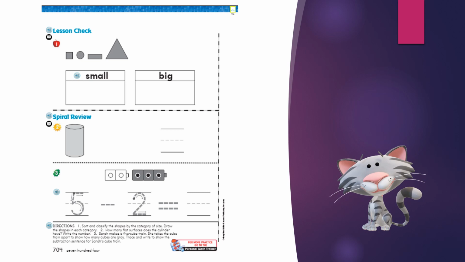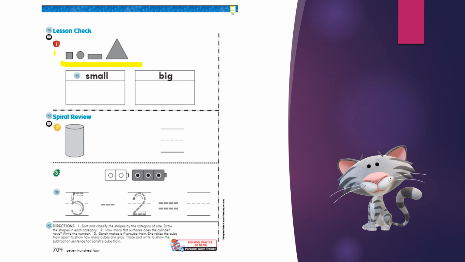Now here we are on page 704. This is our last page of math for the day, and for the week as well. So go ahead up to number 1 right there, and right here we have a group of shapes. There's 4 different shapes, and we're going to sort and classify those shapes into the category of size, okay?